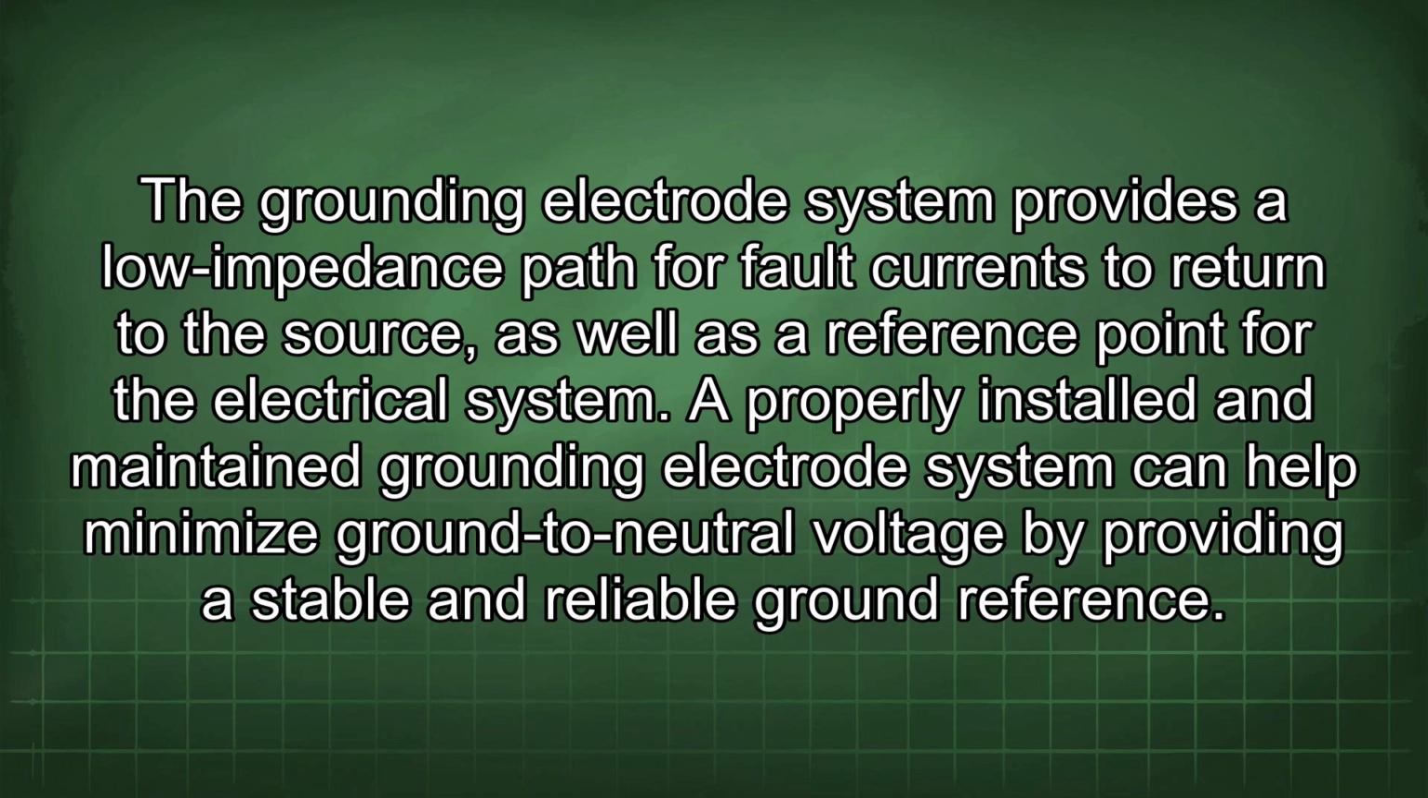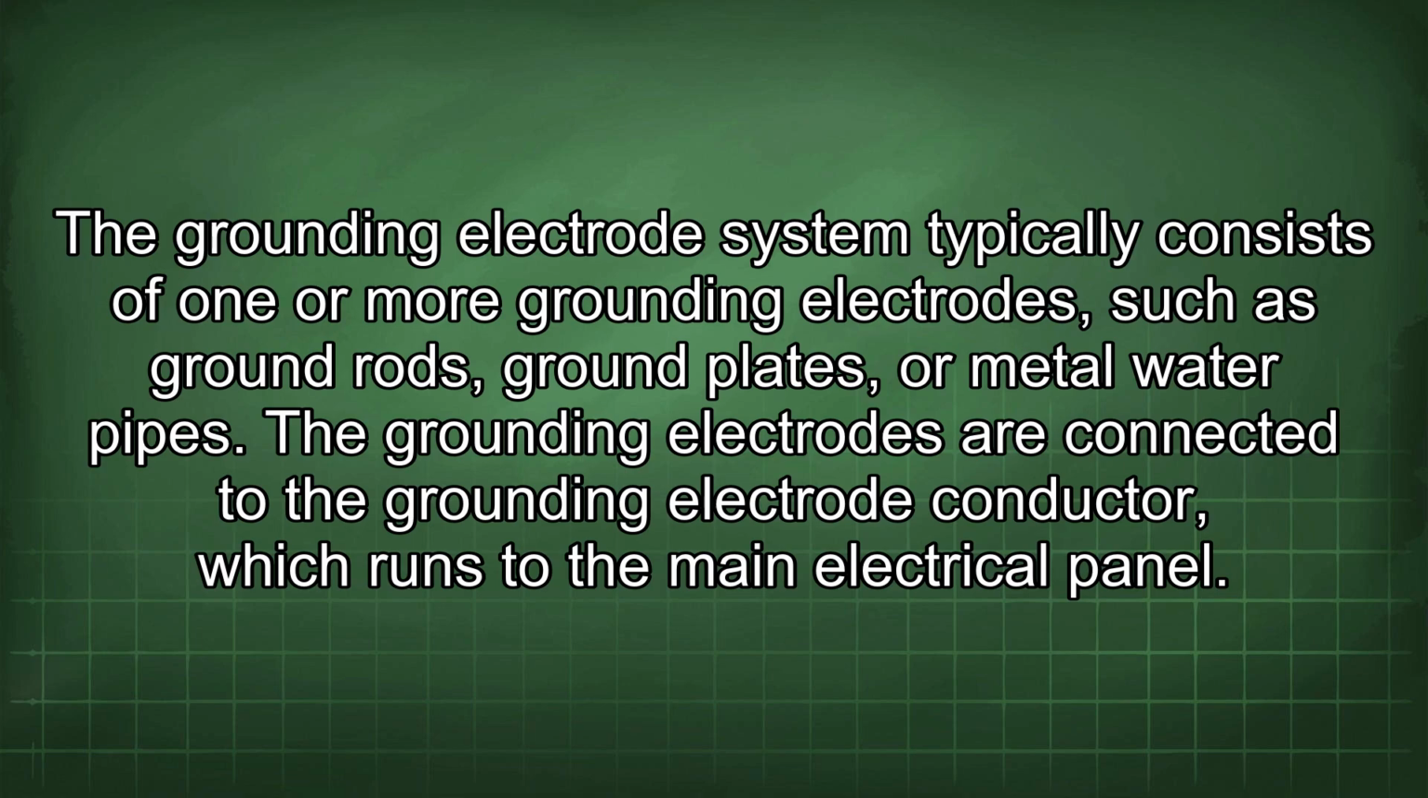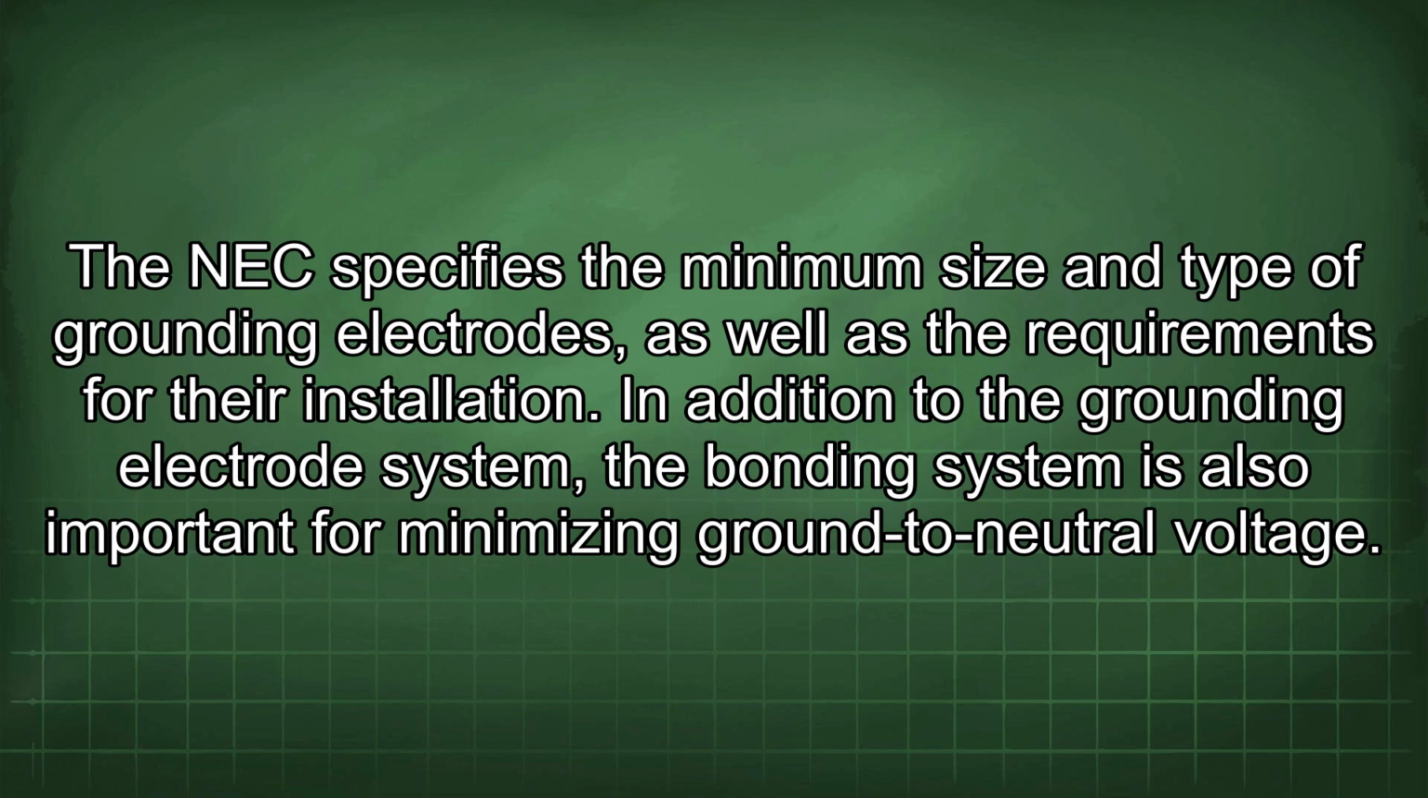A properly installed and maintained grounding electrode system can help minimize ground-to-neutral voltage by providing a stable and reliable ground reference. The grounding electrode system typically consists of one or more grounding electrodes, such as ground rods, Ufer plates, or metal water pipes. The grounding electrodes are connected to the grounding electrode conductor, which runs to the main electrical panel. The NEC specifies the minimum size and type of grounding electrodes, as well as the requirements for their installation.